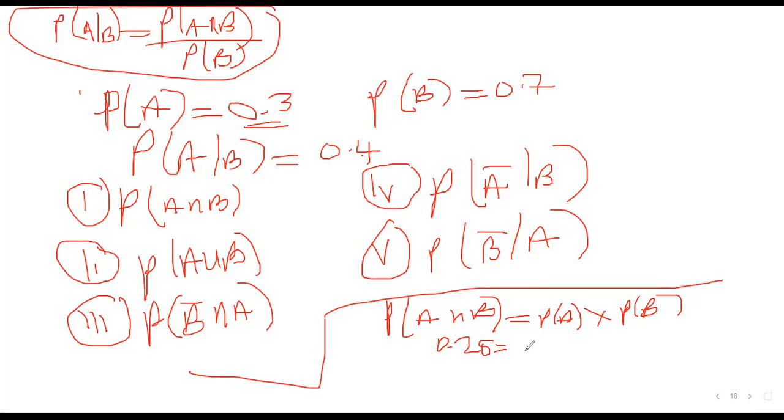Is it equal to the product of 0.3 multiplied by probability of B of 0.7? So 0.3 multiplied by 0.7. So 0.28 is not equal to 0.21. So these events are not independent. All right, I'm sure people have followed so far. Yes, we have.